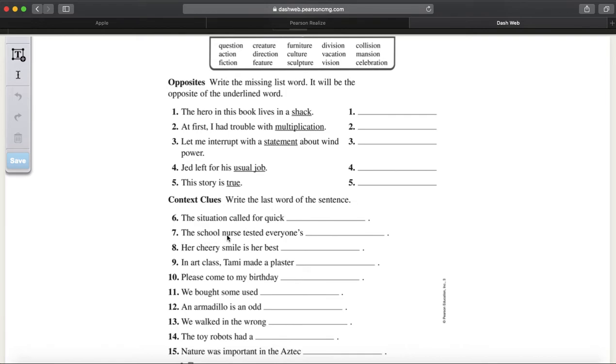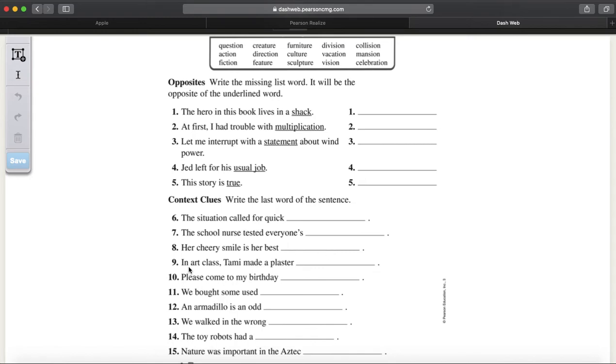Now number 7, the school nurse tested everyone's. What does the school nurse do? She may test your ears or your vision. Okay, so the school nurse tested everyone's vision, eyesight, how you can see. You can see properly. So she is testing your vision. Okay. Number 8, her cheery smile is her best. Her cheery smile, like when you look at a man or a little boy or girl, she has a cheery smile. This is something good she has. So she has a good feature. Feature is something that you like about something.